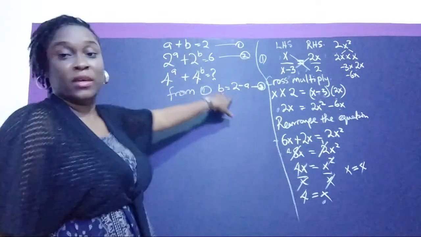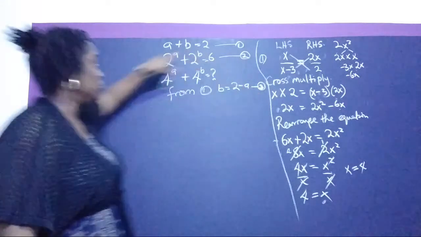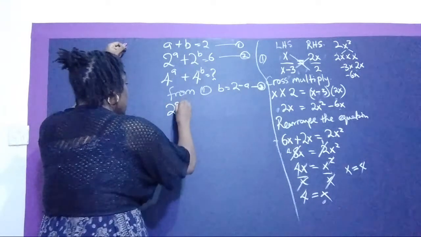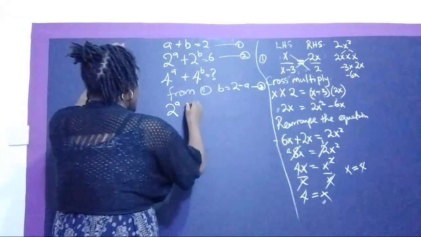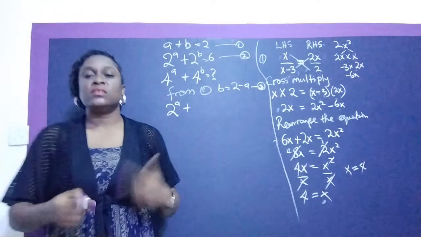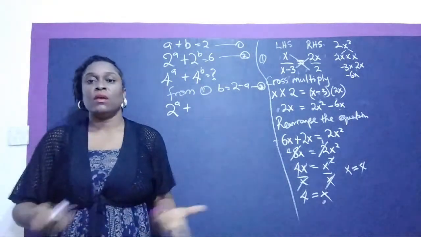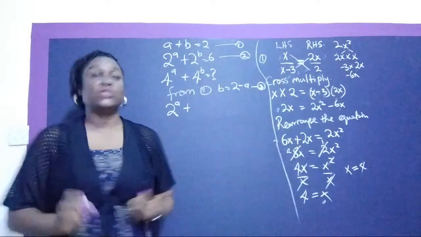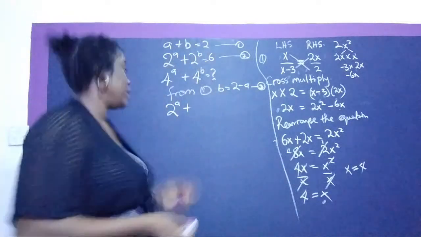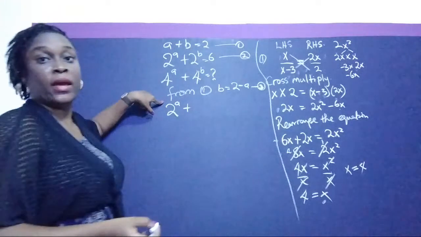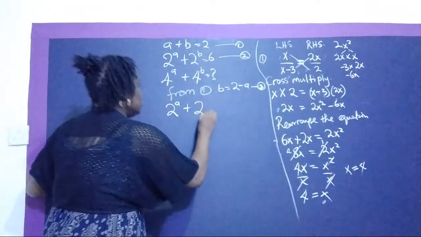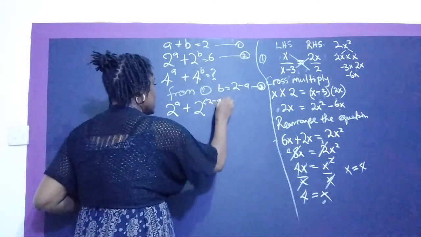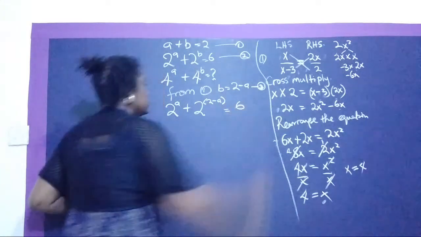So we're substituting b from equation 3 into equation 2. So we say 2^a, right? I'll call this actually a simultaneous exponential equation. It's simultaneous, and at the same time it's exponential because it has powers. So we'll say 2^a plus 2^b, b is what? 2 minus a, equal to 6.